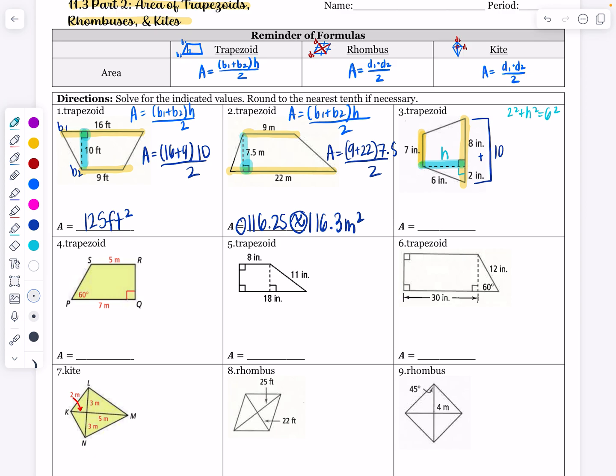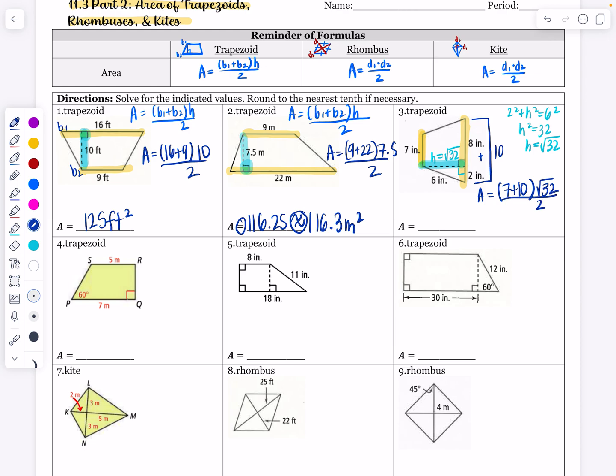That is going to give me h squared equals 32. So h is going to be equal to the square root of 32. And we're going to leave that as the square root of 32 because we want it to be exact. We're not going to round until the very, very end. Square root of 32. Okay, so whenever I plug this into my formula now, area is going to be equal to base 1 plus base 2, so that's going to be 7 plus 10, times my height, which is the square root of 32, divided by 2.